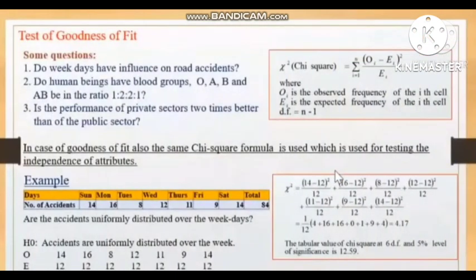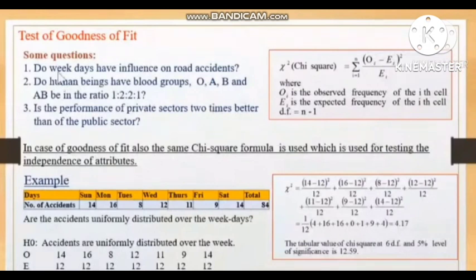Now, the next is test of goodness of fit. I will just take 2 minutes because after that there is a question and answer session. Test of goodness of fit is another test which is based on chi-square, and this is also very interesting and important.